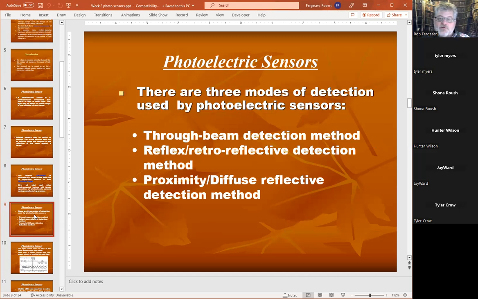So when we get to photoelectric sensors, we're going to be looking at a few different kinds. The three modes are through beam. In other words, I've got a sender and a receiver. They're two separate objects. My sender is basically just a fancy flashlight, right? I give it two wires to power it, a plus and a minus. It powers it up and it sends a beam, an invisible infrared beam, and that's all it's doing.